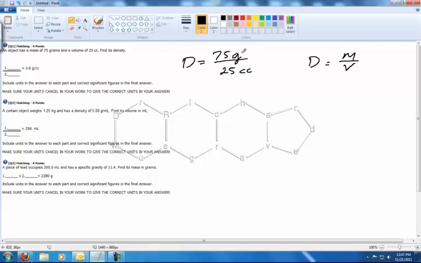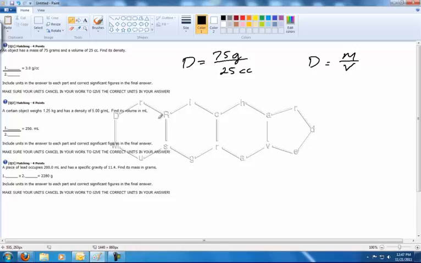You can see how the units match here, grams over cc's. And you can see we've got 2 sig figs here, 2 sig figs here. So our answer is going to come out to 3 in the calculator, but it needs to be 3.0 to match the significant figures here. This 0 is significant because there's a decimal point in the number. Trailing zeros are always significant when there's a decimal point in the number.